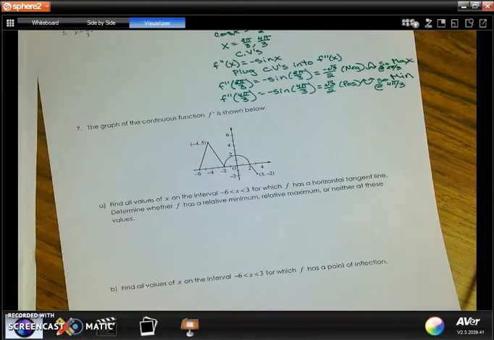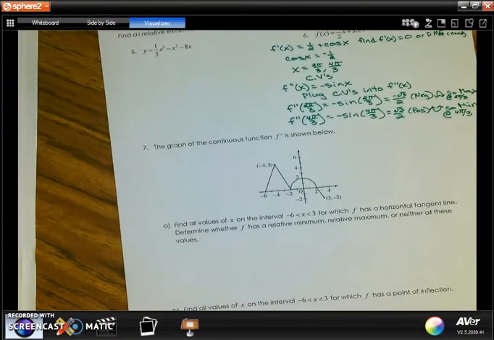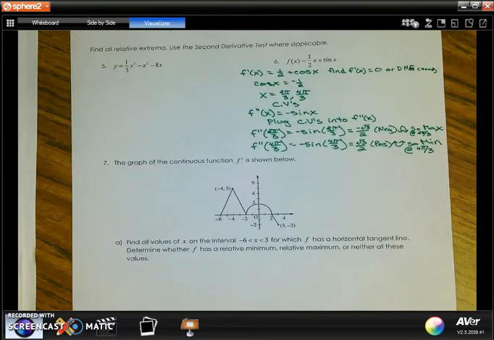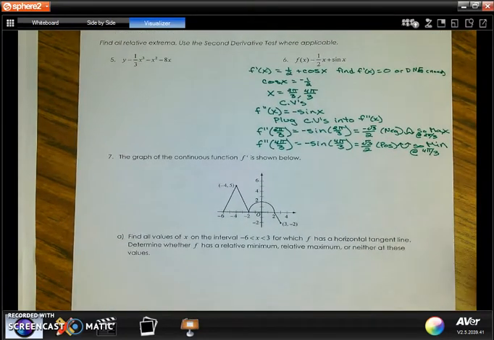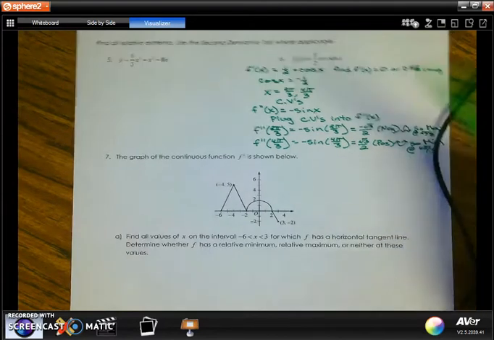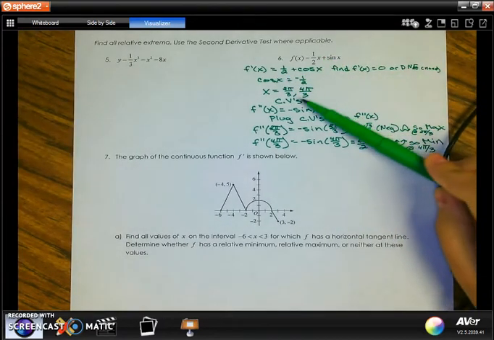Moving on to the back of the worksheet, the second half. So it says find all relative extrema, use the second derivative test where applicable. So remember, one of the things we can use the second derivative test for is to also find the extrema. It basically says you take the first derivative, you set it equal to 0 to get those critical values. Then you take those critical values, so that's what's happening here. Take the first derivative, you get the critical values.